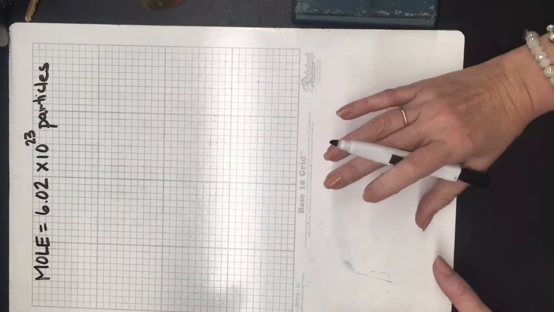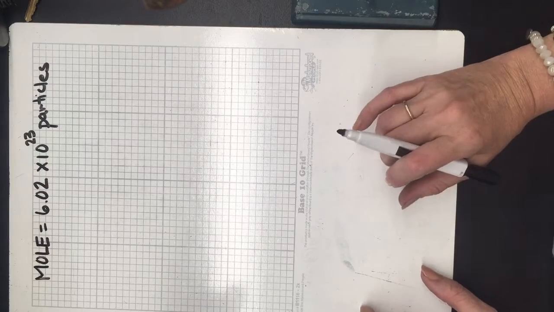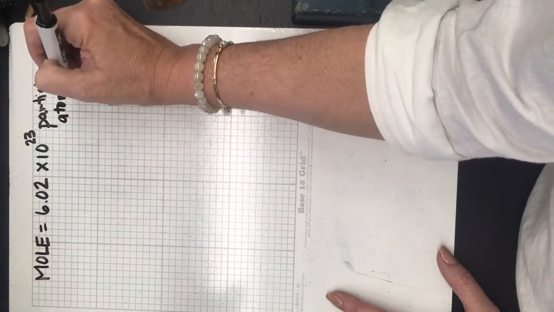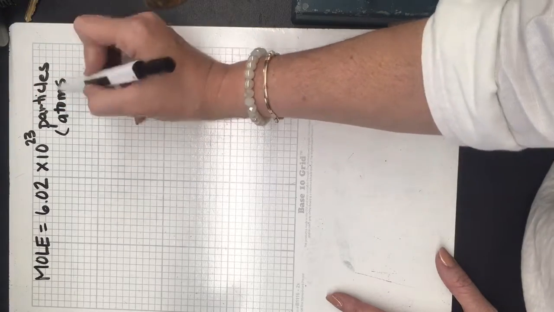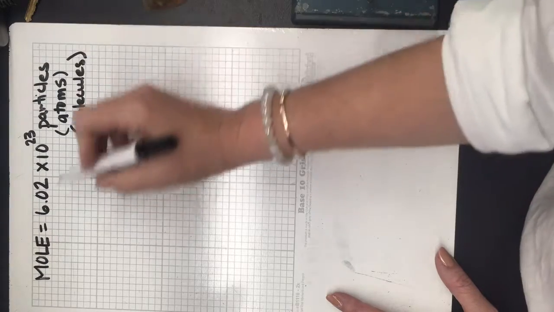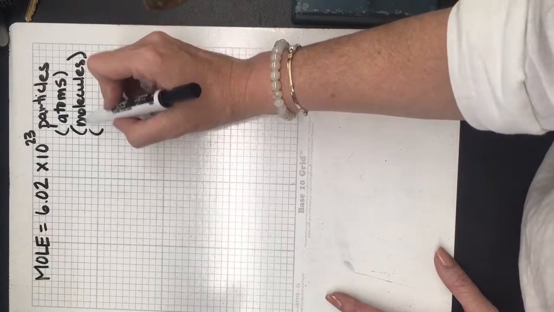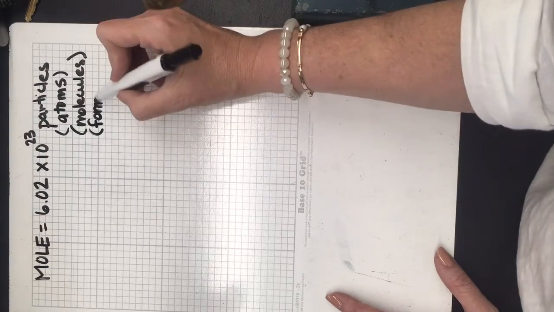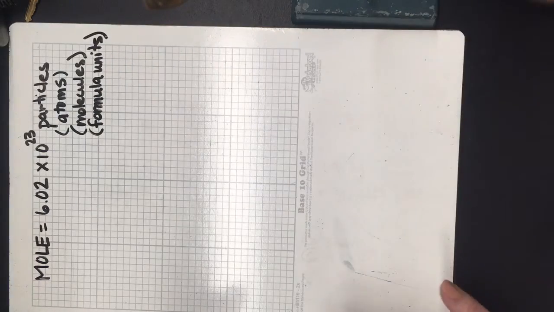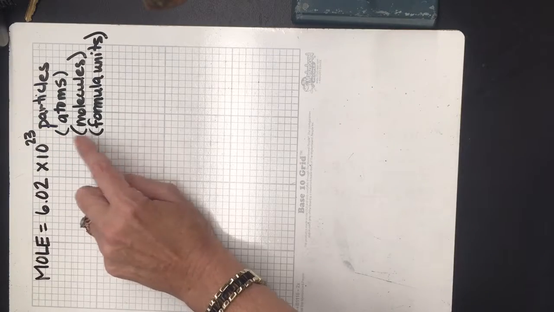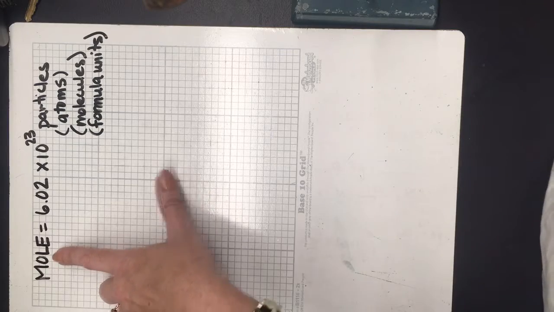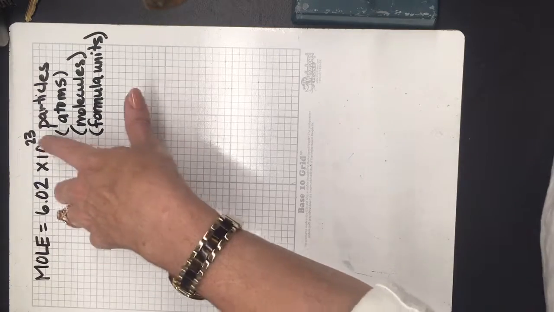Now, those particles can be any kind of individual piece. For chemistry, we call those particles atoms, individual atoms. They can be molecules. 6.02 times 10 to the 23rd molecules, or formula units, 6.02 times 10 to the 23rd formula units. Okay, and so particles can mean either one of these three. So mole basically is a counting word that we use in chemistry to mean 6.02 times 10 to the 23rd particles.